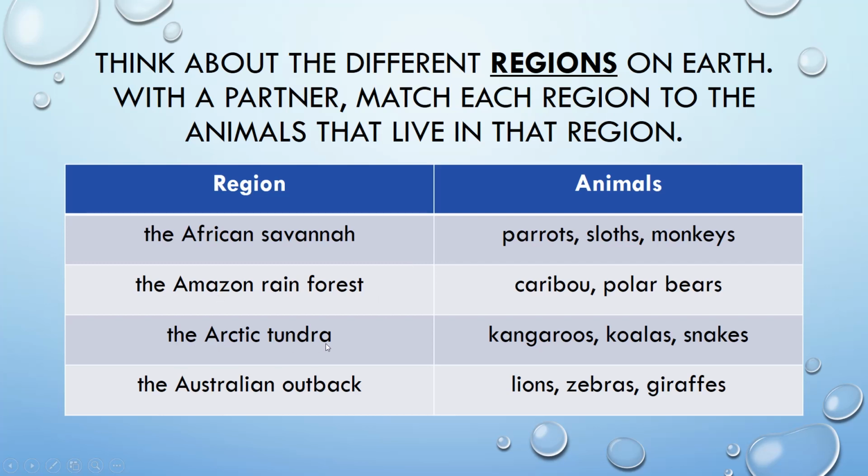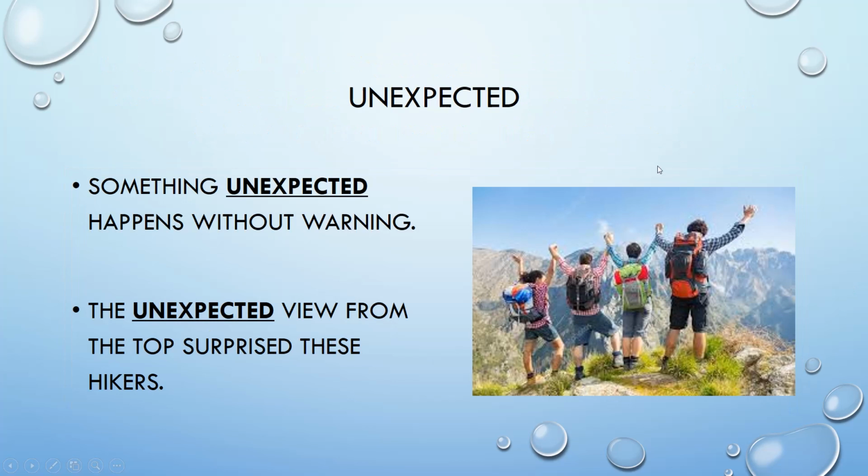What about the Arctic tundra region? Caribou and polar bears, or kangaroos, koalas, and snakes? Good. If you said caribou and polar bears, you're correct. And the last region is the Australian outback. So we know that that has to be kangaroos, koalas, and snakes. The next word is unexpected.